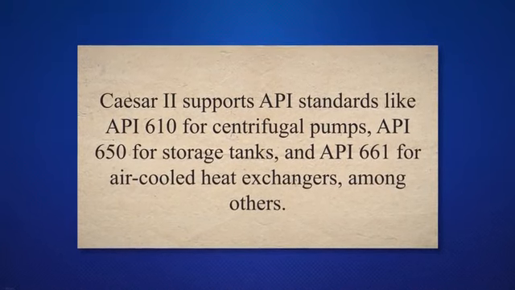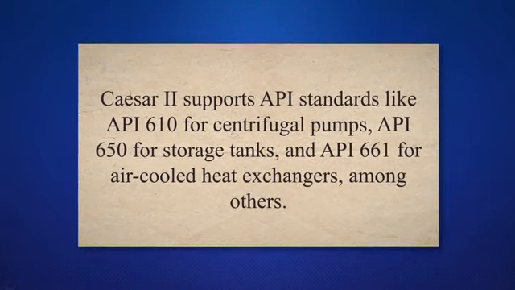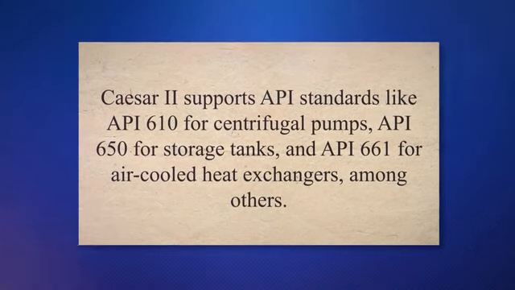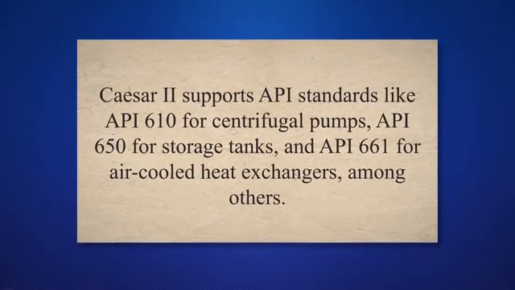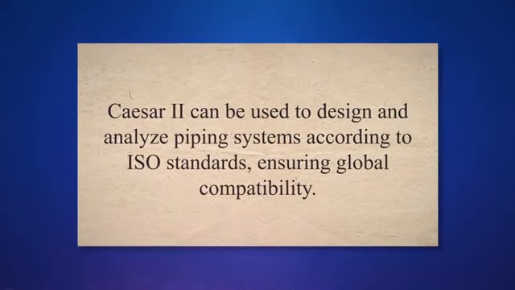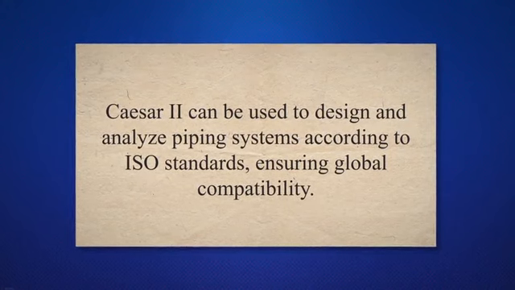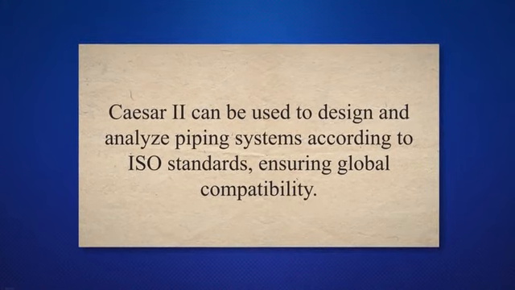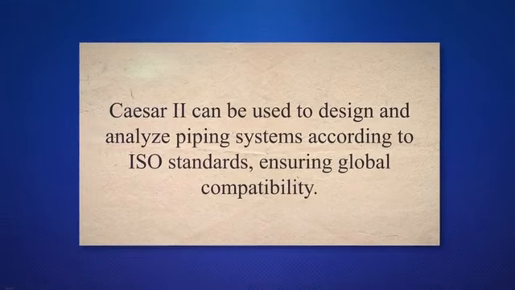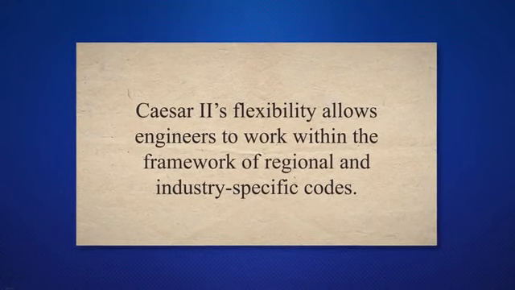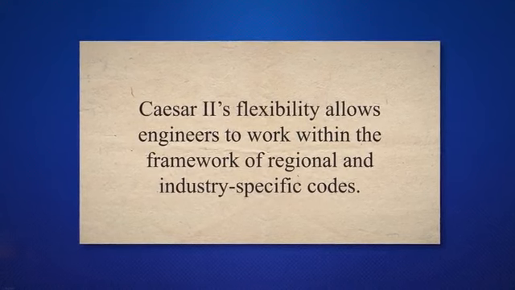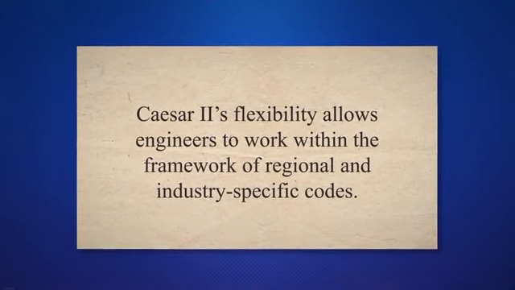CESA 2 supports API standards like API 610 for centrifugal pumps, API 650 for storage tanks, and API 661 for air-cooled heat exchangers, among others. In international projects, adherence to ISO standards is essential. CESA 2 can be used to design and analyze piping systems according to ISO standards, ensuring global compatibility. Depending on the industry and location, other codes and standards may apply. CESA 2's flexibility allows engineers to work within the framework of regional and industry-specific codes.